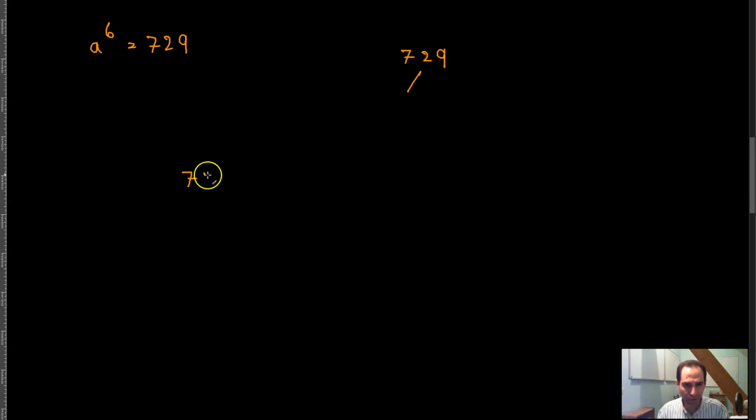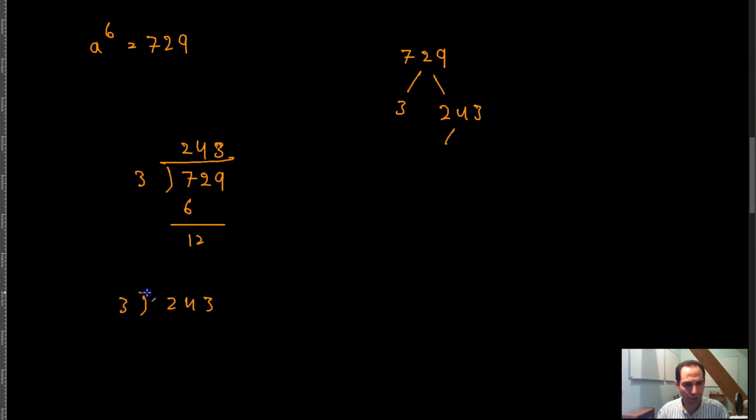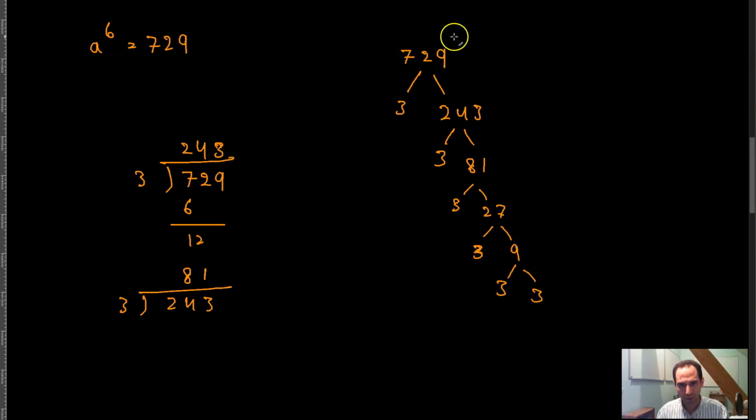729 divided by 3, you will get 243. So that's 3 times 243. 243, if you divide by 3, you will get 81. So that's 3 times 81, and that's 3 times 27, and that's 3 times 9, and that's 3 times 3. Which means that 729 is the same thing as 3 raised to the power 6. So a raised to the power 6 is equal to 3 raised to the power 6.